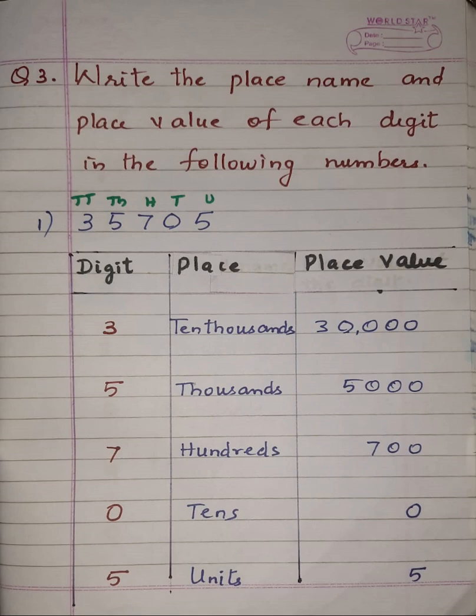Clear, children? Now the last digit is 5. This 5 is in the units place. Okay, digit 5 is in the units place, so therefore its place value is 5. So you are going to write 5 in the place value column in front of digit 5. Okay, children? So in this way, as it is shown, you are going to copy it in your notebook. Maintain neatness in your classwork.